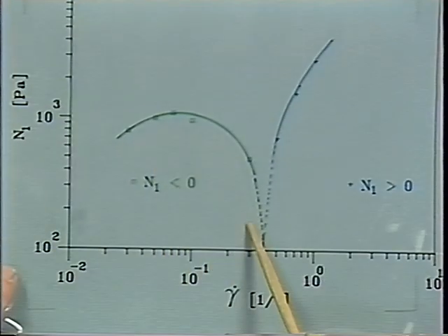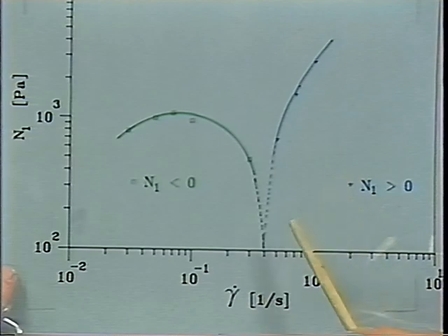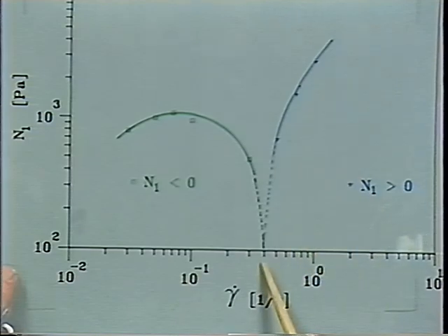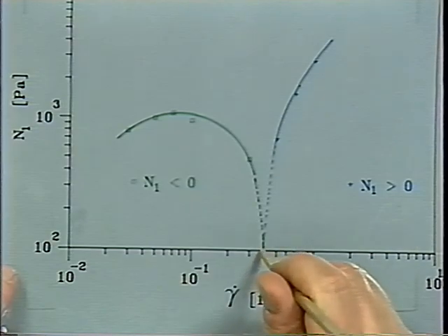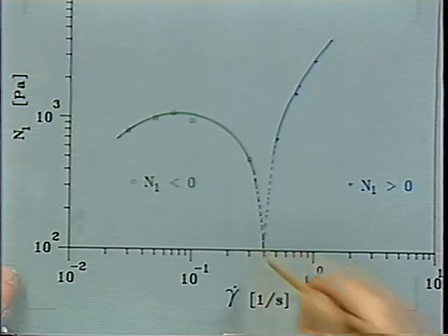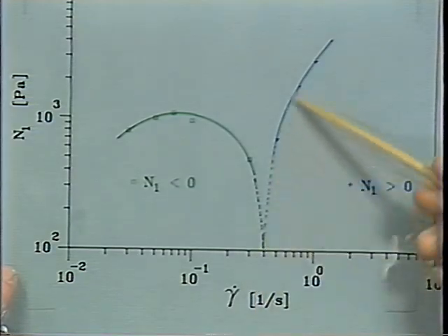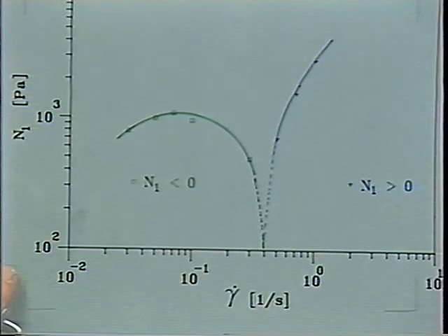A negative first normal stress difference at low rates, a zero value at 0.5 seconds to the minus 1. So it's not a singularity here. We really know where this is zero. And then a positive value at higher rates, at higher shear rates. And this could not be modeled with linear viscoelastic data. We would not expect that.